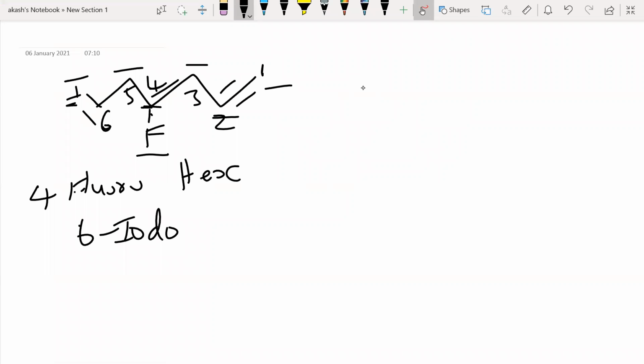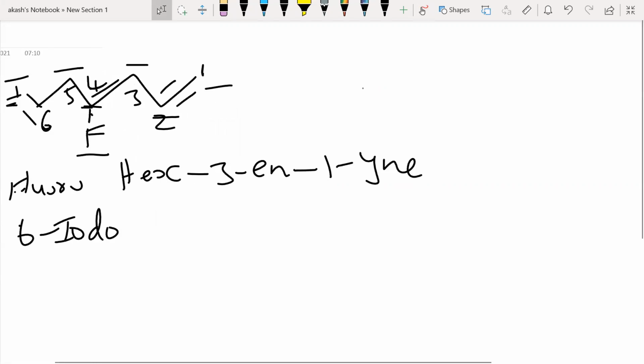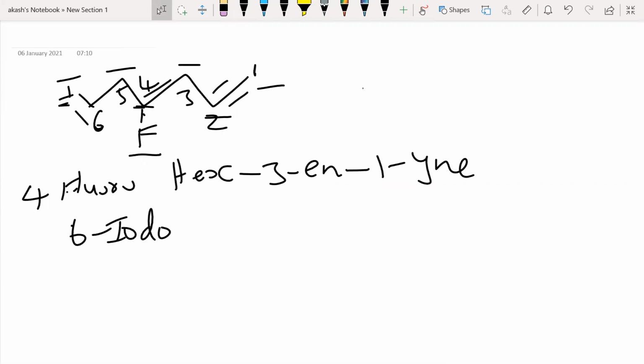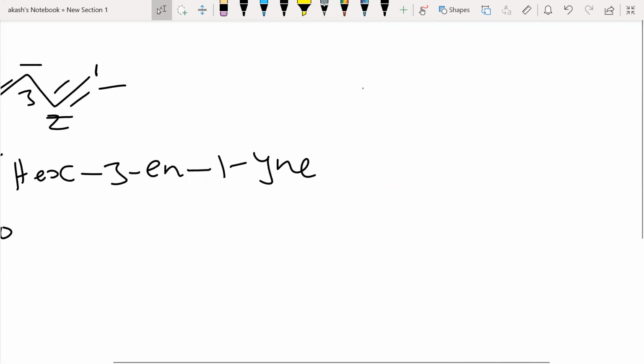Now it should be hex. Now I should use the secondary suffix for your double bond. Where am I having the one? Third position, hex-3-ene. And where do I have the triple bond? In first position, 1-yne. That's the name of this compound. Okay, fine, no issues. We'll do more questions. Does anybody have any doubt how this compound name came? Okay, fine. Next question.